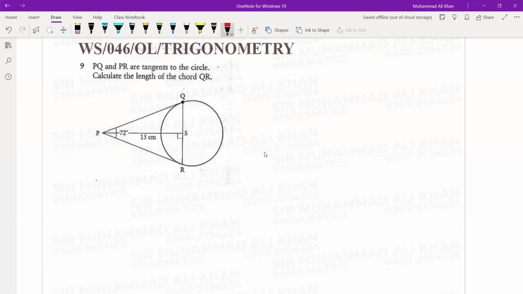And what is the chord? This one. First, this one is QR. Sorry. Length of the chord QR. We need to calculate this straight QR, the length of the chord, right? Now, how can we calculate the length of the chord QR? If I am breaking the triangle like this, here it is P, here it is S, and here it is R. Can I say that this PS length is 15?